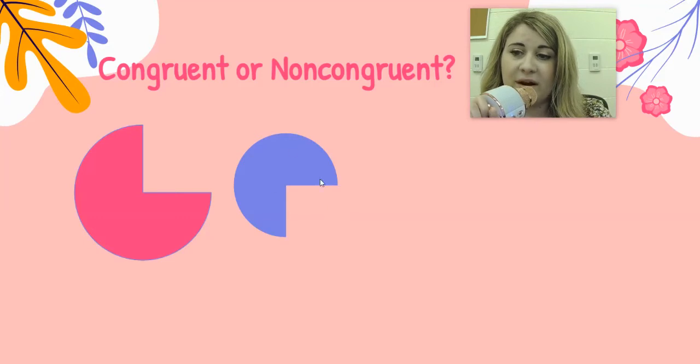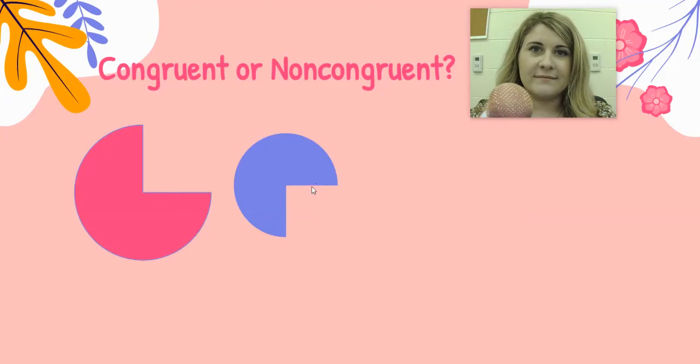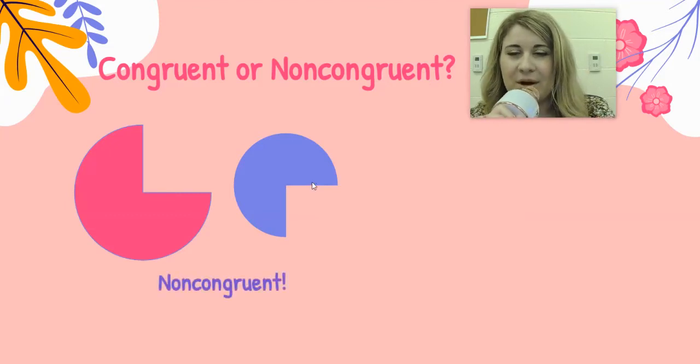This purple one is smaller. So are they congruent or non-congruent? If you said non-congruent, you are correct. They are not the same. They are the same shape, but they are not the same size. This one is smaller, so they are not congruent.